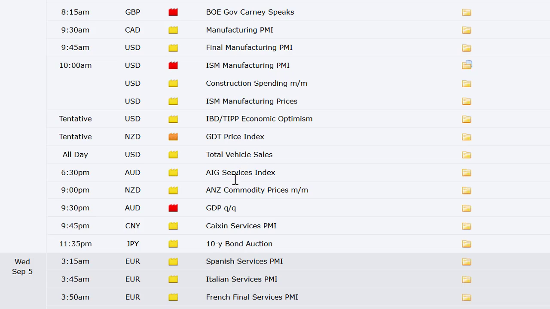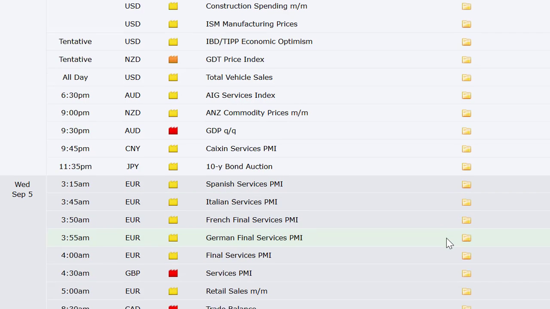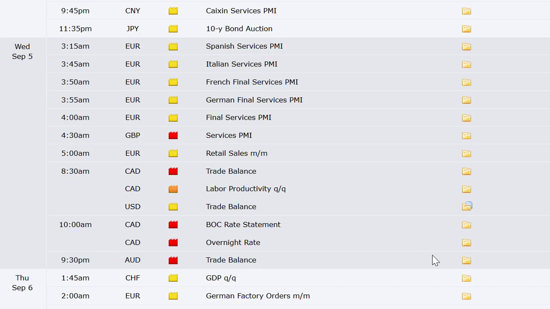IBD TIPP economic optimism number here in the US at some point on Tuesday as well, GDT price index out of New Zealand, total vehicle sales here in the US. Australia's got their AIG services index. New Zealand's got the ANZ commodity prices. Australia's got their GDP for the second quarter. Caixin Services PMI out of China, 10-year bond auction out of Japan, Spanish services, Italian, French, all the final services PMI numbers out of the various European countries and the broad European sector.